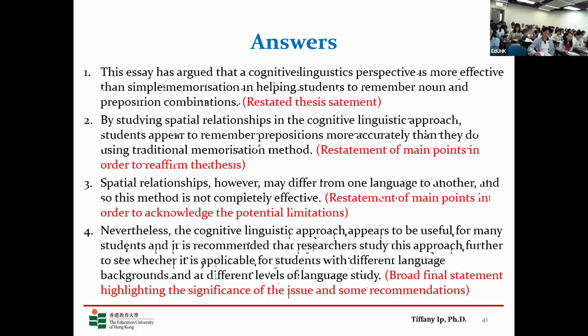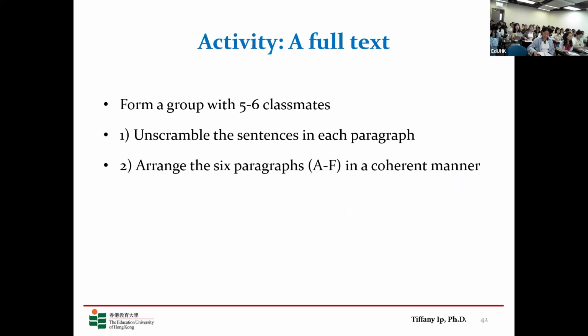Since you have some ideas of what you should put down in each section, why don't we look at a full text? This will be a very exciting task. According to my experience, 98% of groups cannot get everything correct. I hope you can break the record and make it so that 98% can get it correct, or even more. So form a group, I said 5 to 6, just as many as you want, but not too many, not the whole class, around 5 to 6.